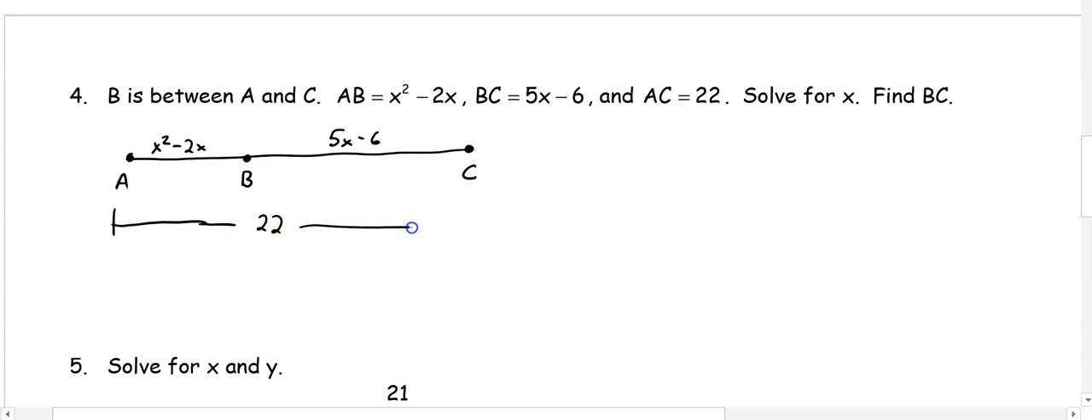Just because it's between, it doesn't mean that it's directly in the middle. It just means it's somewhere on that segment. In this case, I drew B a little closer to A. It could also be a little closer to C. It could be in the middle, we don't know.